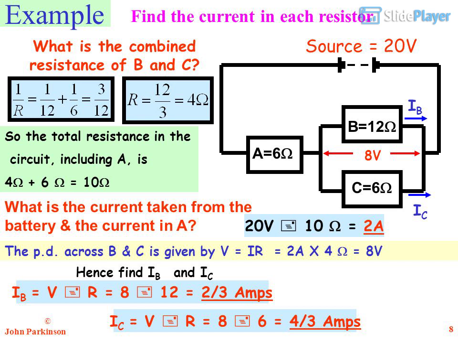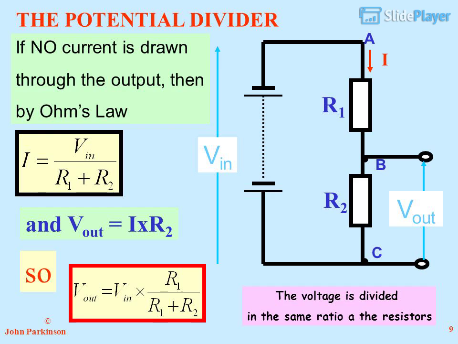The current is 20 volts over 10 ohms, which equals 2 A. The PD across B and C is given by V equals IR equals 2 A times 4 ohms, which equals 8 volts. Hence we find IB and IC. IB equals V over R equals 8 over 12 equals 2/3 amps. IC equals V over R equals 8 over 6 equals 4/3 amps, in the same ratio as the resistors.